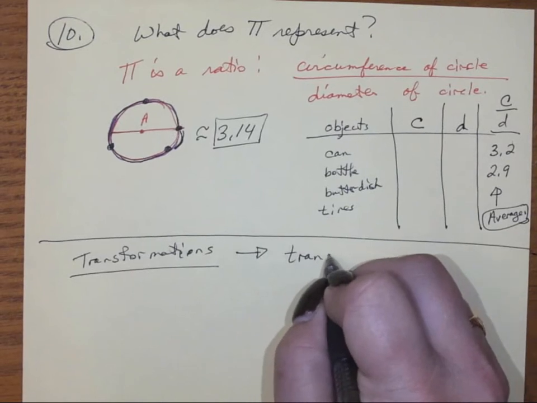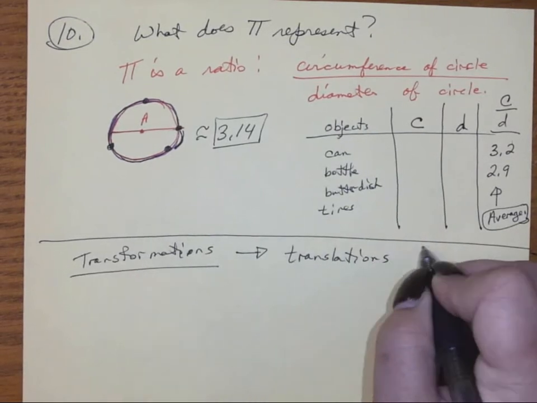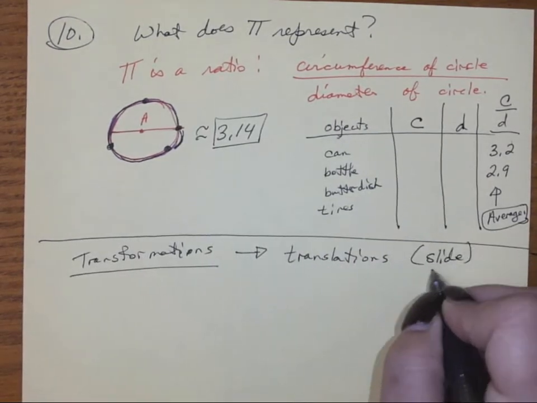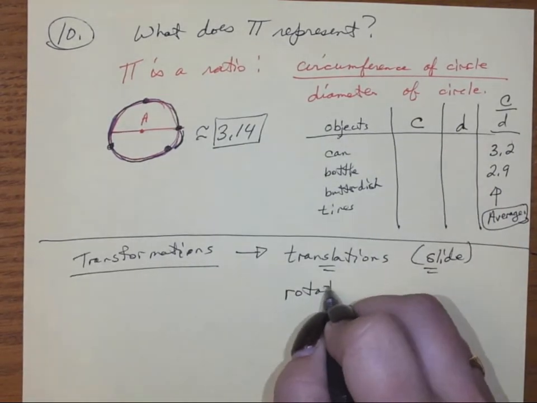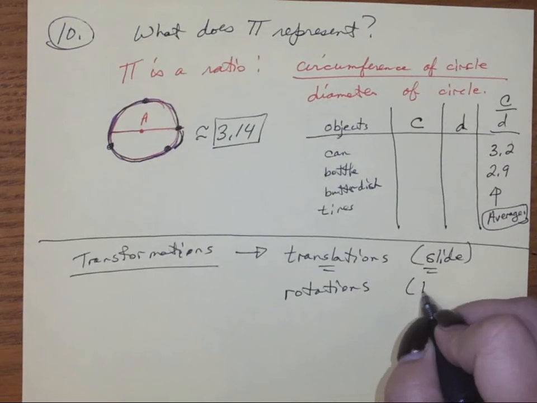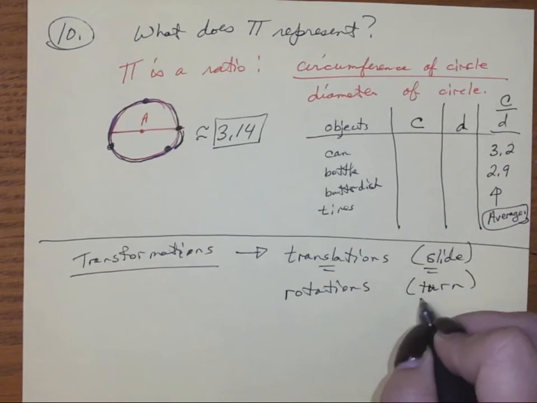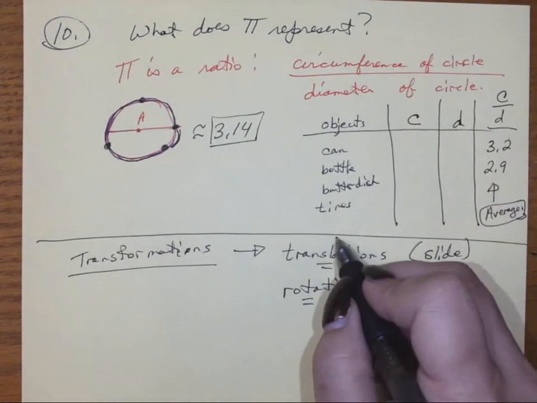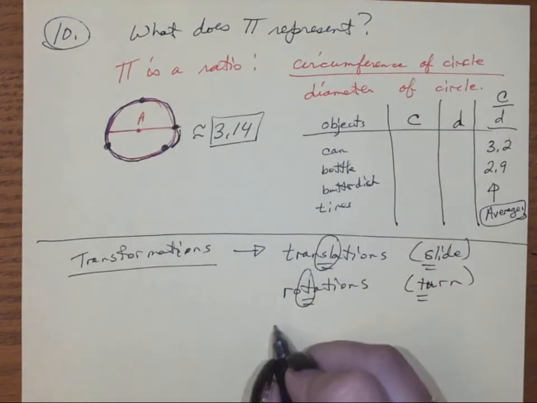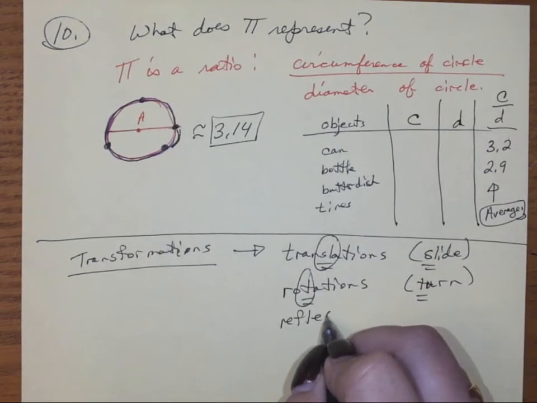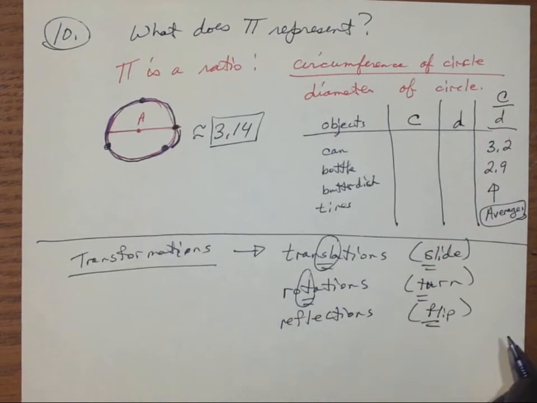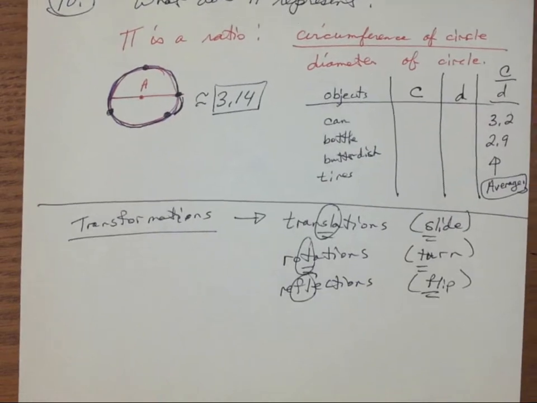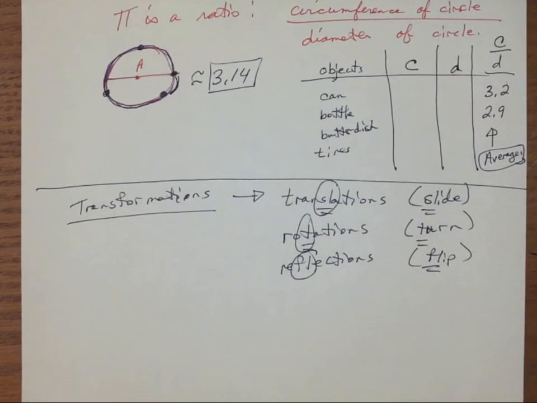They are translations, which means slide. Remember the SL with the SL. Rotations, which means turn. Remember the T with the T, the hard T here. And then reflections, which means flip. And again, you got the FL with the FL there. Okay, so we had those solid state transformations. We did a lot of those.